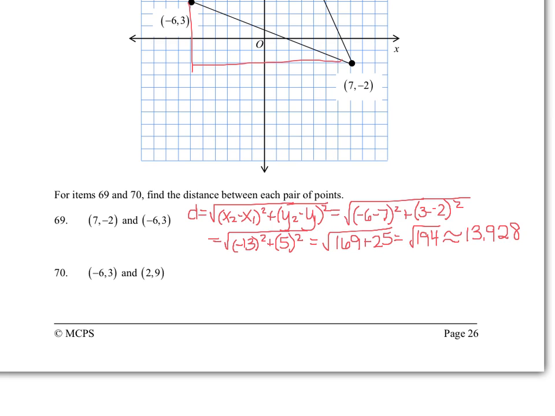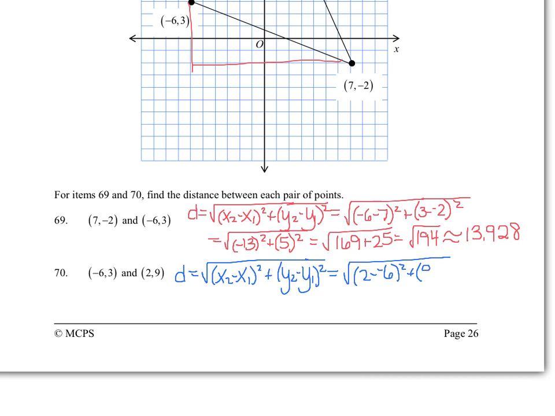Number 70, we're looking for the distance between (-6, 3) and (2, 9). So distance equals the square root of (x2 minus x1) squared plus (y2 minus y1) squared, which is going to equal the square root of (2 minus -6) squared plus (9 minus 3) squared. This is going to be the square root of 2 minus -6 is 8 squared, plus 9 minus 3 is 6 squared. 8 squared is 64, 6 squared is 36. So the square root of 64 plus 36 is the square root of 100, which equals 10.